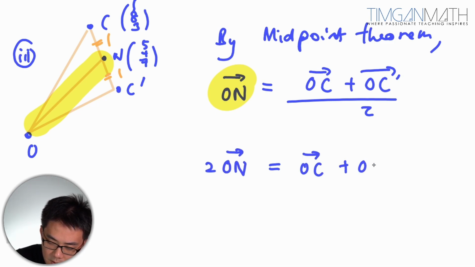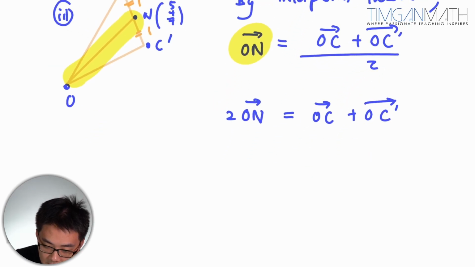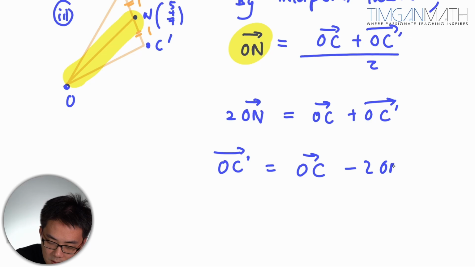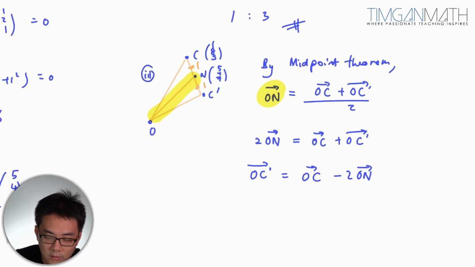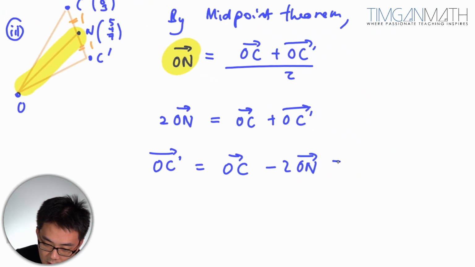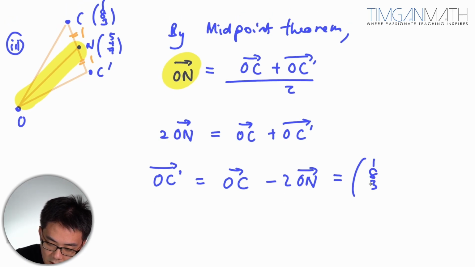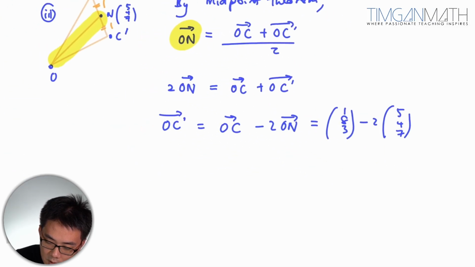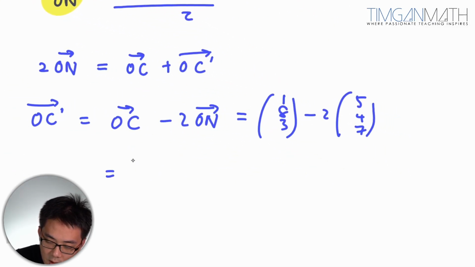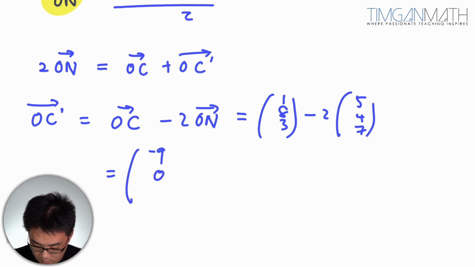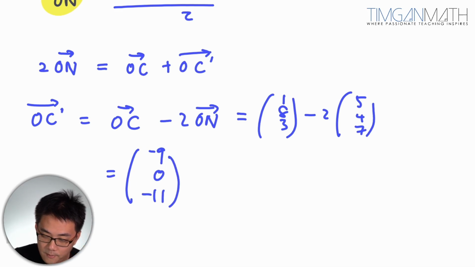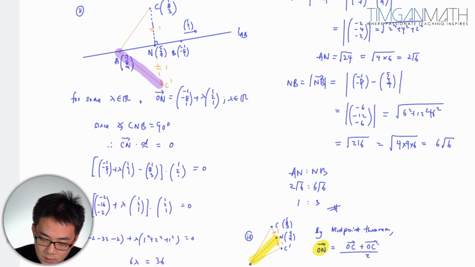So in this case, 2ON equals OC plus OC prime. Then OC prime equals OC minus 2ON, because we want to find OC prime. So OC would just be 8, 3, minus 2 times 5, 4, 7. So there we go. So OC prime will just be minus 9, 0, 14, 3 minus 14, negative 11. Okay. Then OC prime is there.